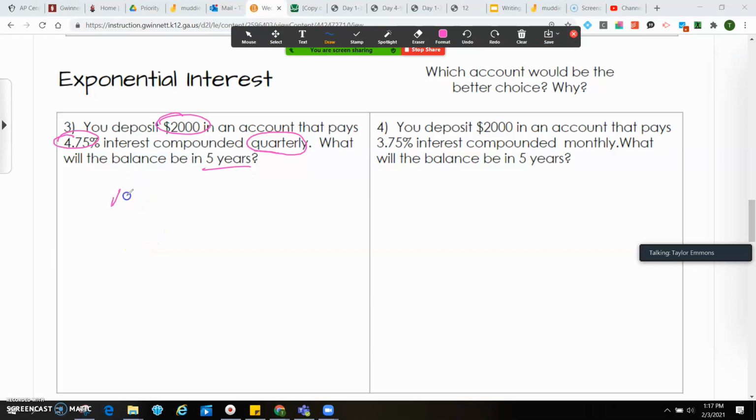Okay, so we're going to use that second equation, which looks like this. Our initial amount was $2,000, and our rate is going to be 0.0475. We're going to divide by n. Now let's think. How many quarters are in a dollar? 4. So when they say quarterly, n is going to equal 4. So I'm going to put 4 here, and then I'm going to plug 5 in for t.